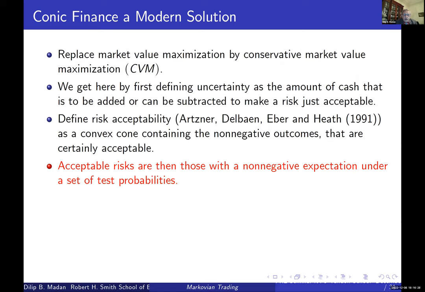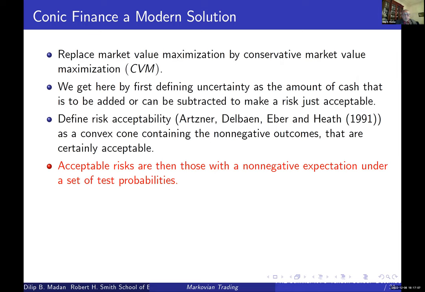is a convex cone containing the non-negative outcomes. The non-negative outcomes are a convex cone. They're closed under scalar multiplication and convex combinations, and you take a bigger cone. And all such cones are defined by positive expectation under a set of test probabilities. So there is a collection of probability measures under which you test for positive expectation. And if a random variable is positive under all the test probabilities, it is acceptable.